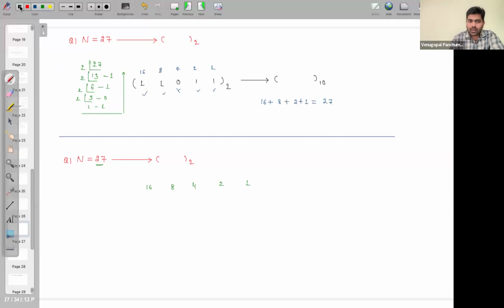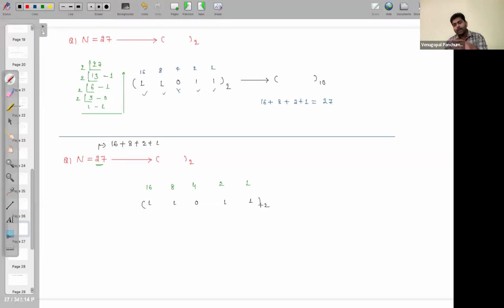तो अब मैं क्या करूंगा, ये जो 27 है ना, ये sum of 2 powers में लिख दूंगा. ठीक है? So that is 16 plus leftover value 11 है. So 11 is 8 plus 3. 3 means 2 plus 1. ठीक है? So wherever 16, I will put 1. 8 is there, yes, I will put 1. Wherever 4 is not there, 0. So 2 is there, I will put 1. 1 is there, I will put 1. So this is the same thing, na? Instead of doing this division, directly we are writing. That is what I am trying to say.